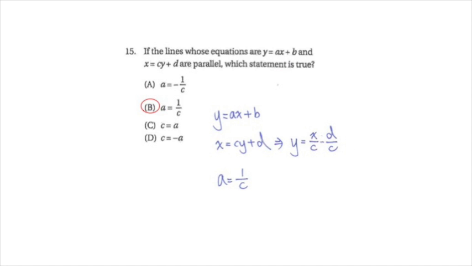Question 15. This question tells us that y equals ax plus b and x equals cy plus d are parallel. The first line is y equals ax plus b, therefore the slope is a. The second line, we want to change into slope-intercept form, so we have y equals x over c minus d over c. So the second line has slope 1 over c. Since the two lines are parallel, the slopes are the same, so a equals 1 over c.